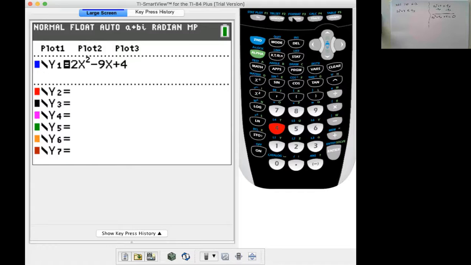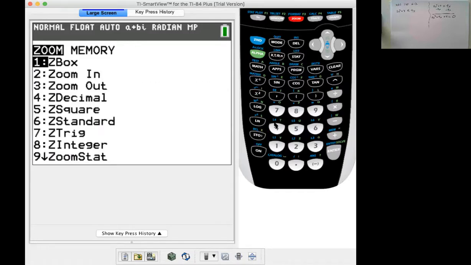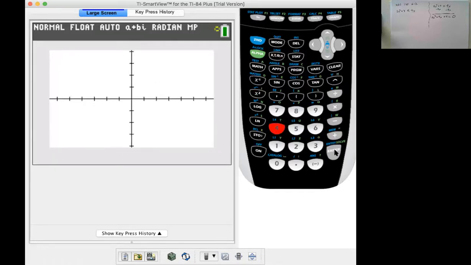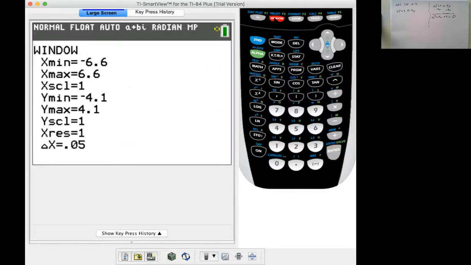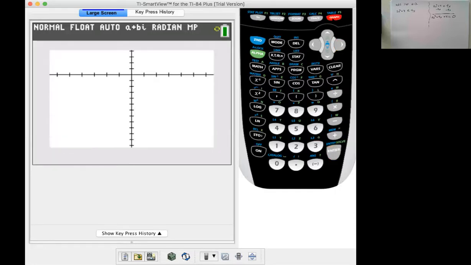So I could do a zoom. I like to start with zoom decimal usually first. And let's see what it looks like. And I can sort of see the x-intercepts. I'd like a little bit more y though, so I could see the bottom of the parabola just so I get a better idea how it's behaving. So maybe I'll take the y minimum and multiply it by 2 or 3. And see what we have now.